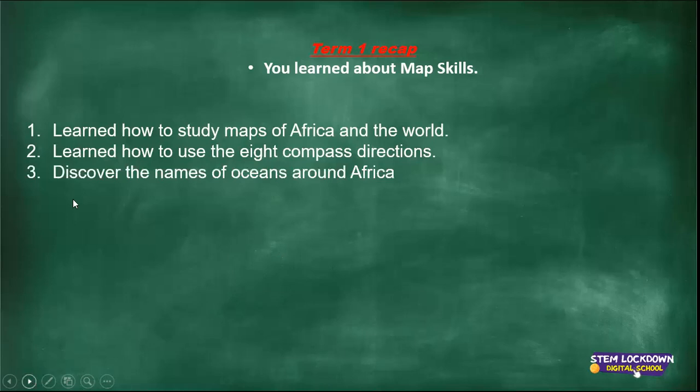You've also learned how to discover the names of oceans around Africa. So in here, you learned that Africa is actually surrounded by water, right? And that we have the Atlantic and Indian Ocean, as well as the Mediterranean Sea and the Red Sea. I believe you still remember all those things as well.